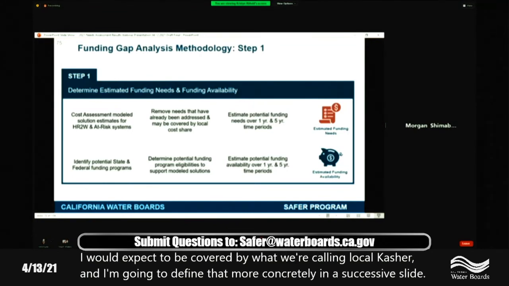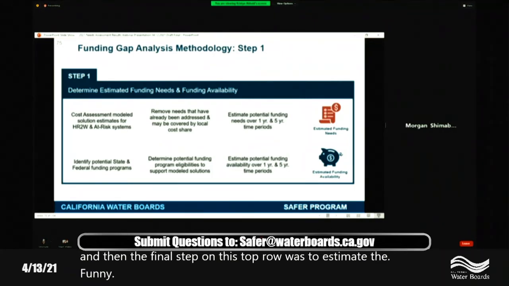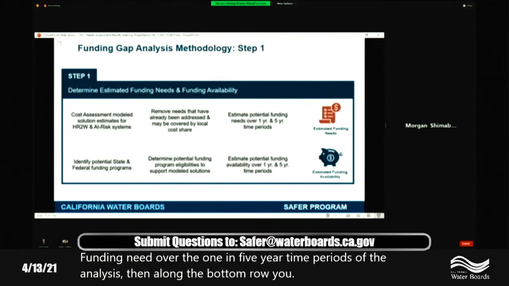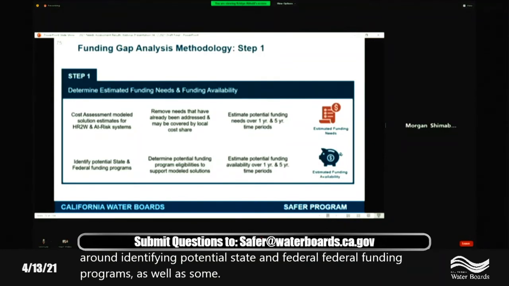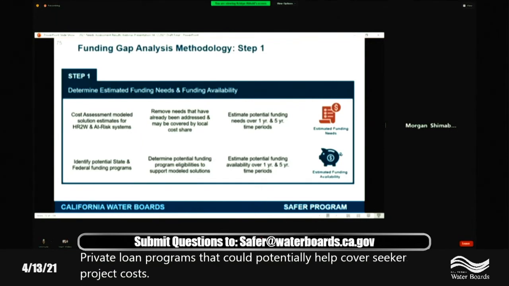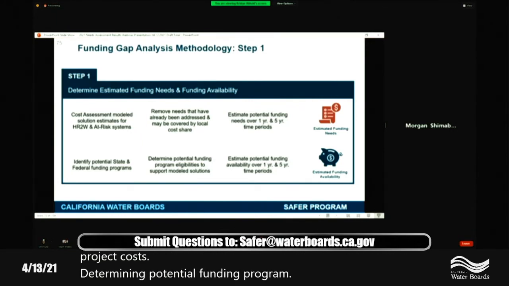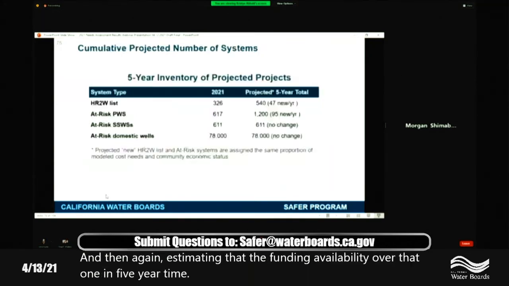And then the final step on this top row was to estimate the funding need over the 1 and 5 year time periods of the analysis. Then along the bottom row, you see this parallel process around identifying potential state and federal funding programs, as well as some private loan programs that could potentially help cover SAFER project costs, determining potential funding program eligibility to support the modeled solutions, and then again, estimating the funding availability over that 1 and 5 year time period of the analysis. Next slide.